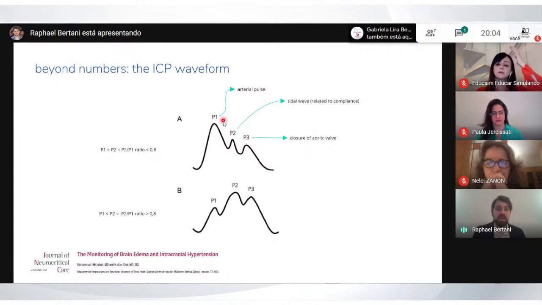Normally, as you can see here, P1 is way bigger than P2. If we calculate a P2 over P1 ratio, we normally have it optimally under 0.8, which means P1 is very much bigger than P2. And when something is going on, let's say hydrocephalus, excess fluid in the brain, we have an inversion of these peaks. P2 is now bigger than P1, and the ratio is now over 0.8.